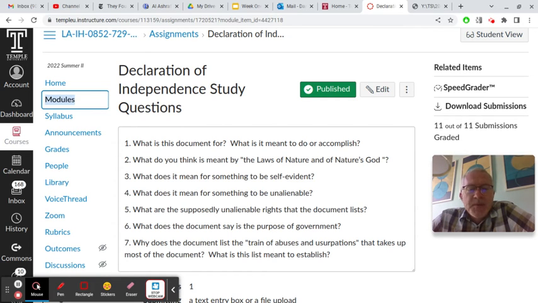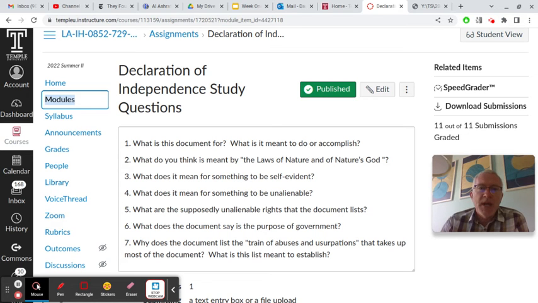Number four, what does it mean for something to be unalienable? If something's unalienable, you cannot give it away or sell it. Unalienable rights are rights that you have which cannot be taken away from you and you cannot give away in any way. They go along with being a human being.